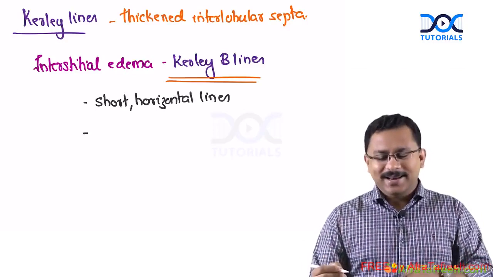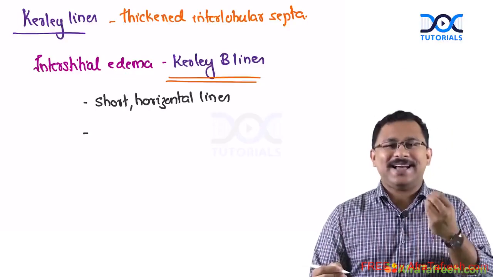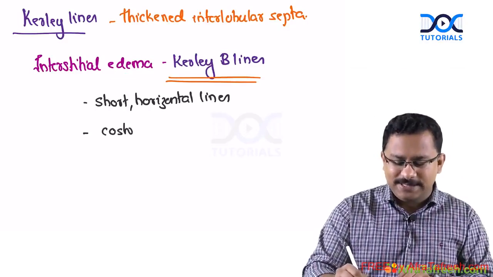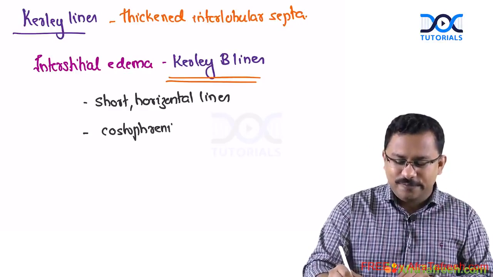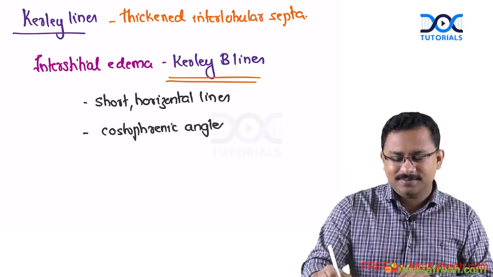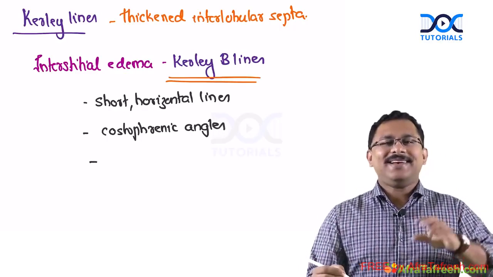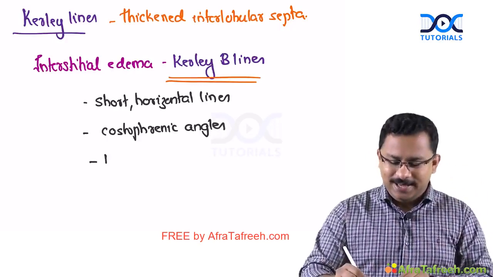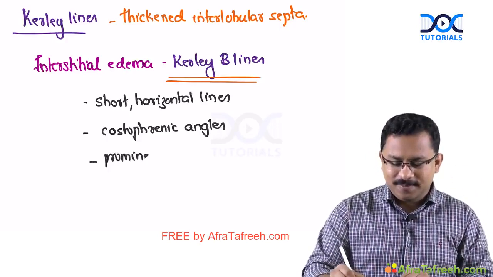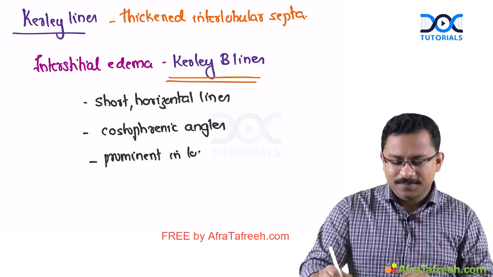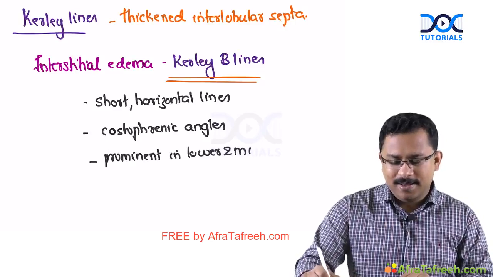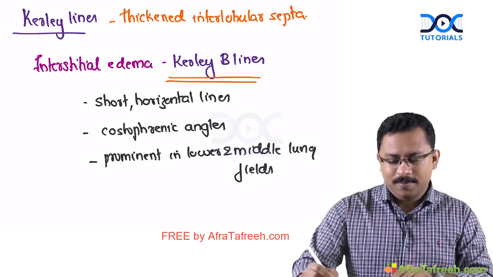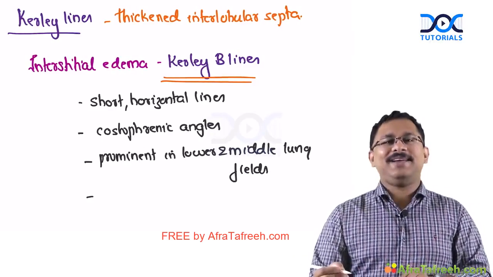Most often these curly B lines are seen at the costophrenic angles. And they are prominent in the lower and middle lung fields. Okay, prominent in the lower and middle lung fields.